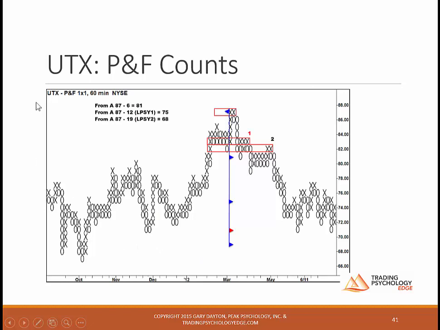So here, forget the numbers. But we had 12 points here, and we subtracted from 87. This is the 87 line, 87 level. So 12 from 87 brings us down to 75.